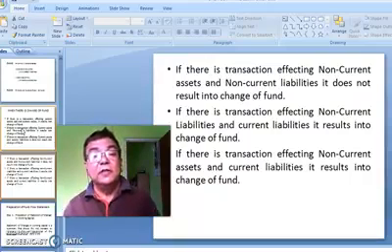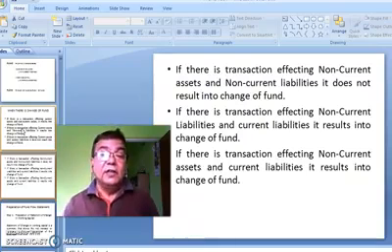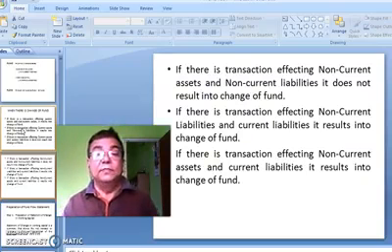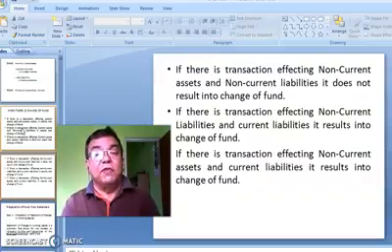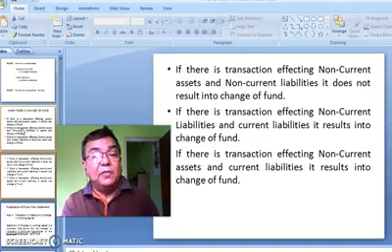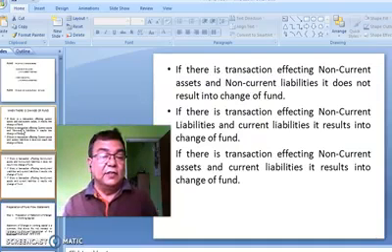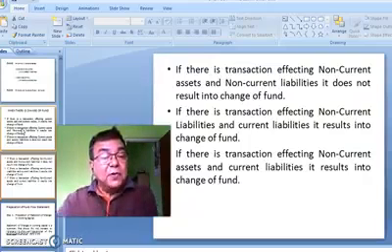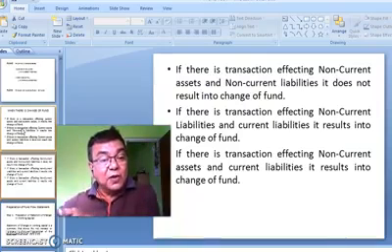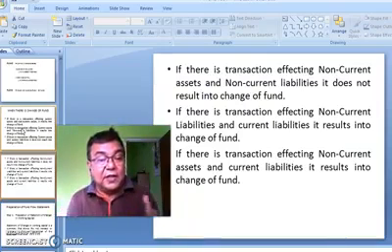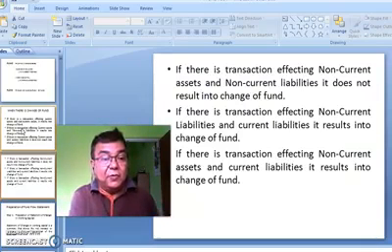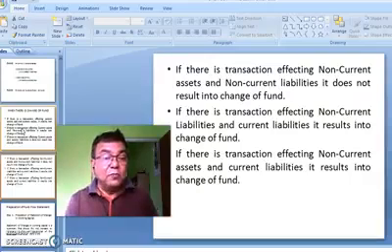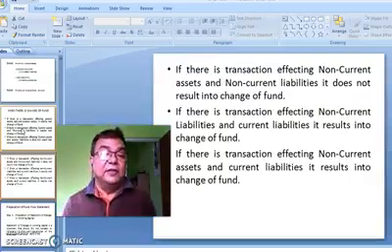Another condition is if there is a transaction affecting non-current liabilities and current liabilities, it results in a change of fund. Now you see, non-current liability and current liability. Non-current liability is not a component of working capital, but current liability is a component of working capital. One side is a working capital component, and the other side is non-current liability, which is not. So obviously there is a change of fund.